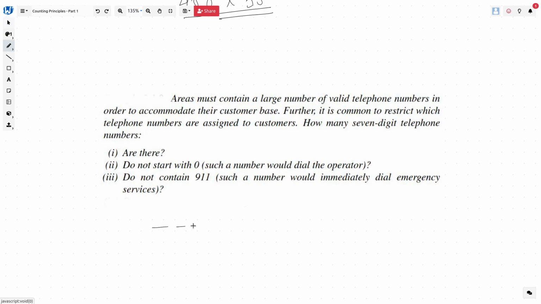So we can always write 7 spaces to be filled. The first can be filled in 10 ways, because there is no limitation that the number cannot start with 0, right? So all of these are 10, 10, 10, 10, 10. If you multiply all this using our multiplication principle, you will get a very huge number, which will be 10 to the power 7, right?